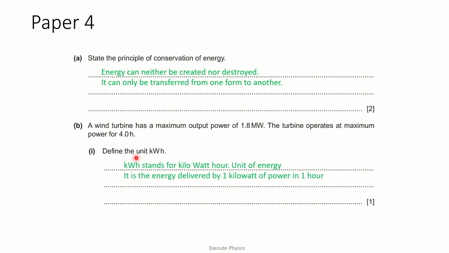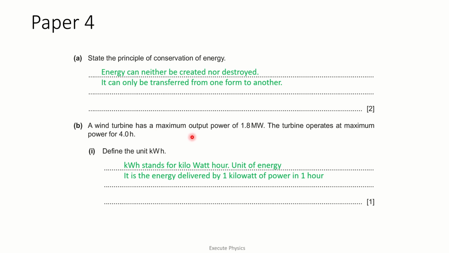How do you define it? It is the energy delivered by 1 kilowatt of power in 1 hour. So it is a unit of energy. Don't forget that kilowatt hour is a unit of energy. It is the energy that is delivered by 1 kilowatt of power in 1 hour. That is the definition for kilowatt hour.